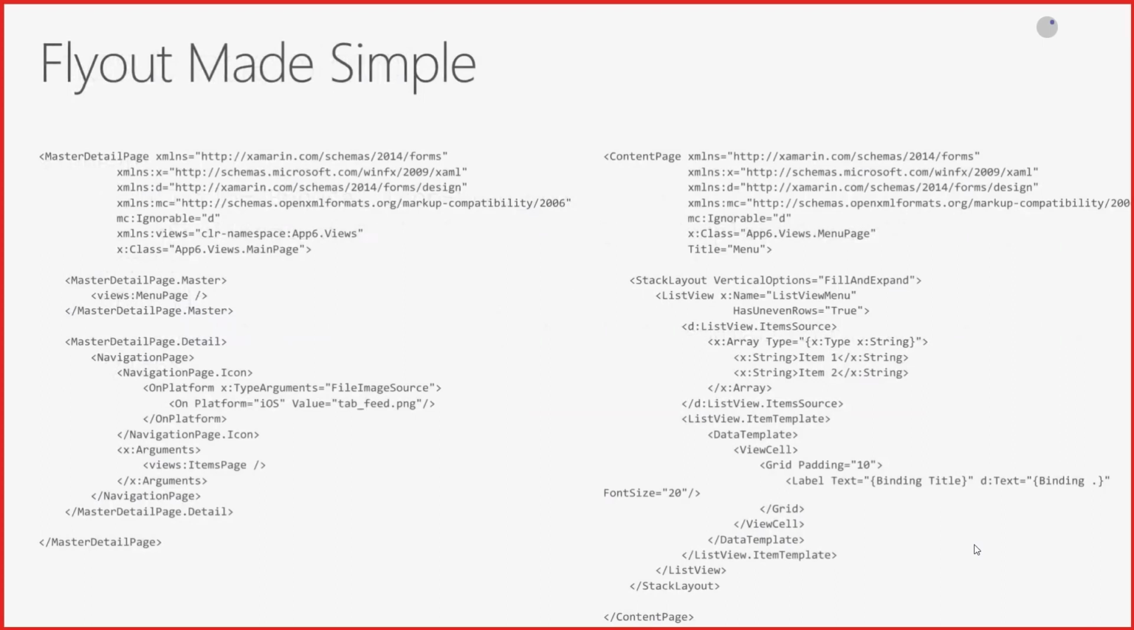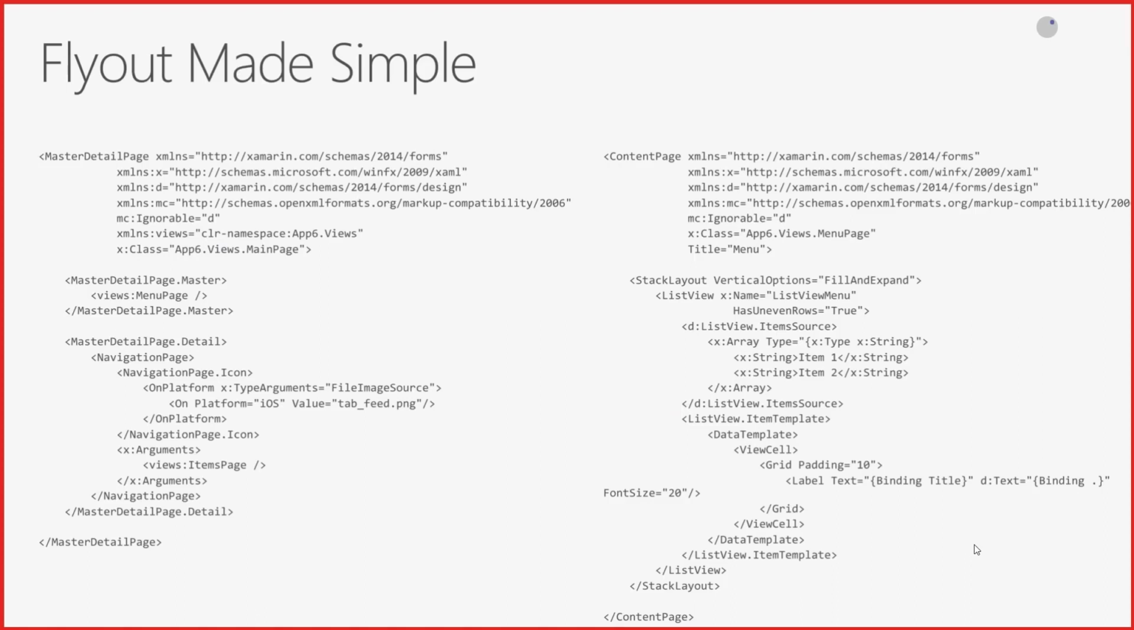So let's take a look at flyouts. This is your master detail page, right? You've got the master detail page on one side where you're going to specify a menu page, and then on the right-hand side, I've got a simple menu page. There's a little bit of design time data in there to help out. But overall, still a lot of stuff going on here. Nested navigation pages, content page down in there, icons and all this stuff.